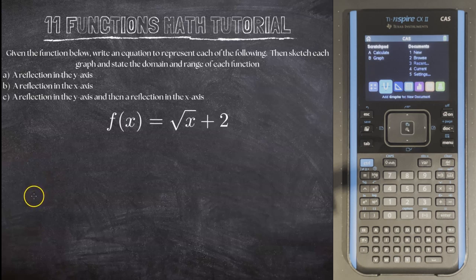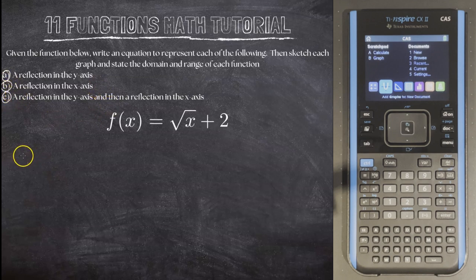In this grade 11U functions math tutorial, I'm going to be going over reflections and inverse functions. Let's get started. Alright, so let's start by looking at this function. We have f of x equals the square root of x plus 2. And we're going to find its reflection in the y-axis, and then in the x-axis, and then in both.